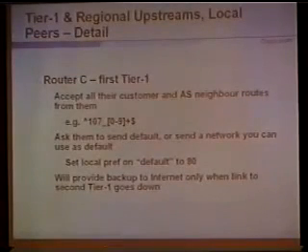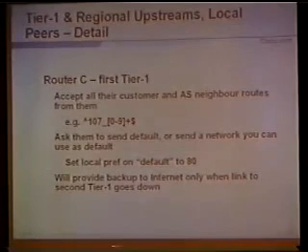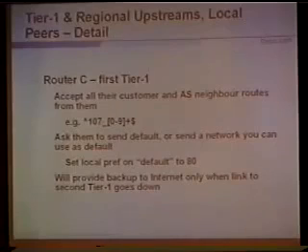Okay, and then we'll go to the tier 1. This is the first tier 1. Accept all the customer and AS neighboring routes from them, again to try and get reasonable symmetric routing. Accept all the prefixes they originate and the prefixes their neighbors send. Ask them to send a default network you can use. For that default, we set local preference to 80. So this becomes my second backup.